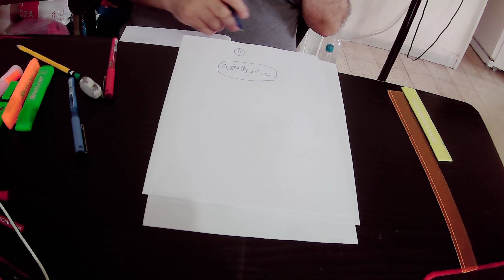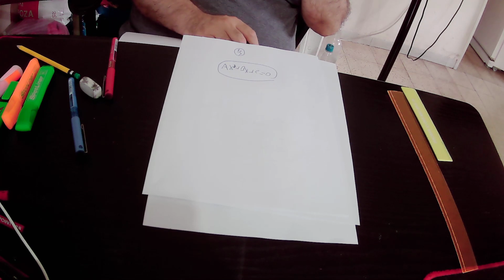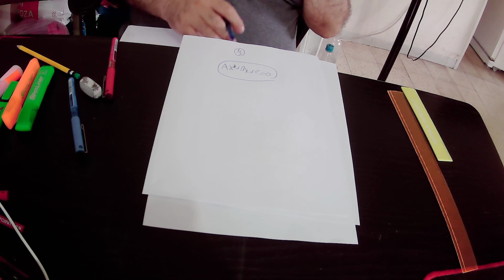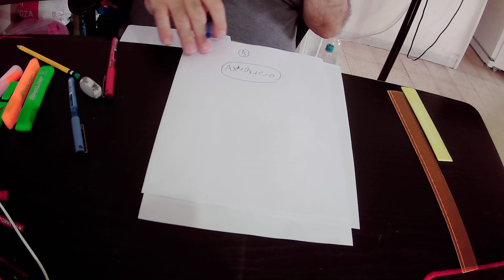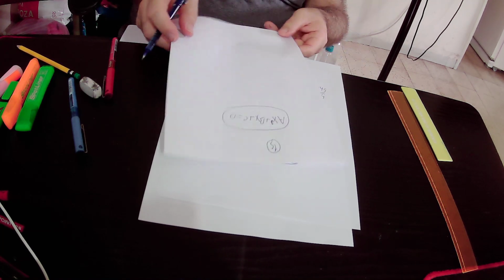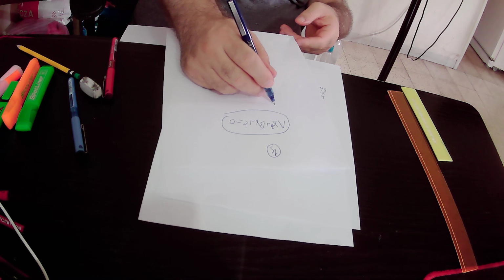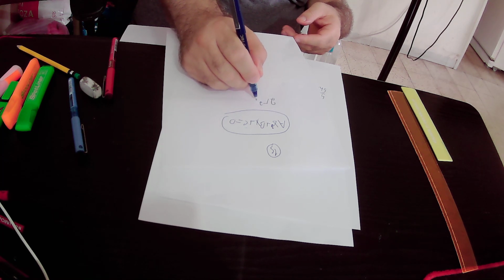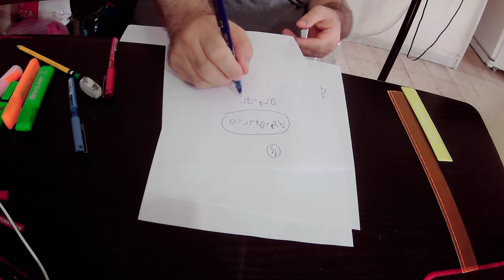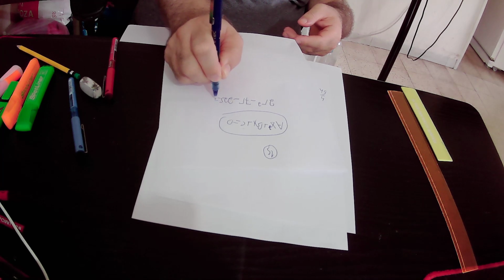Here a, b, and c are the coefficients of the quadratic equation, and x is the variable that we want to find out. So first of all, we'll find the coefficients in our specific quadratic equation. Our specific quadratic equation is 2r squared minus 7r minus 225 equals 0.